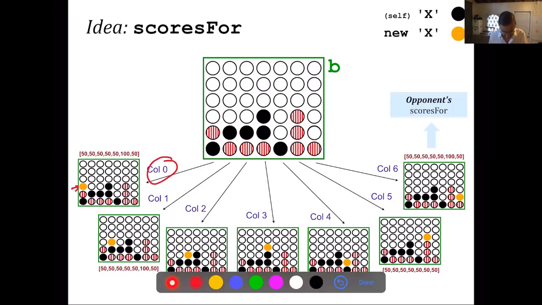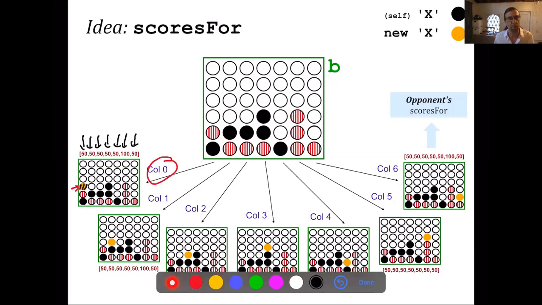Okay, it's orange in this. It should be like a shaded black or something. Maybe I'll shade it black so you can all see. That's where I moved, and I'm the black player. Okay, now I have to think about how is my opponent going to score this board, right? Well, my opponent will invoke the scores for function and come up with all these numbers.